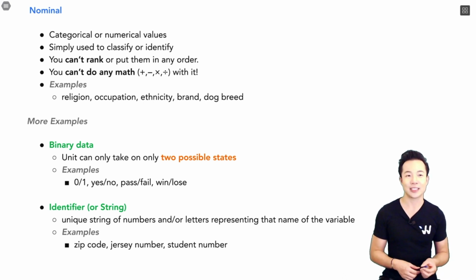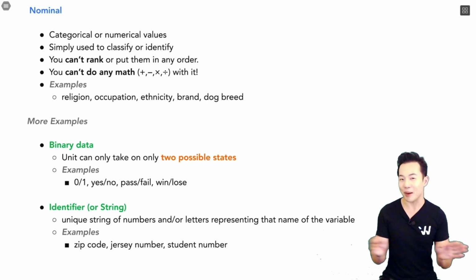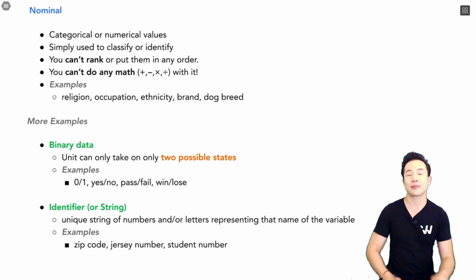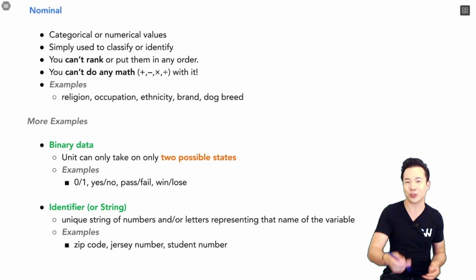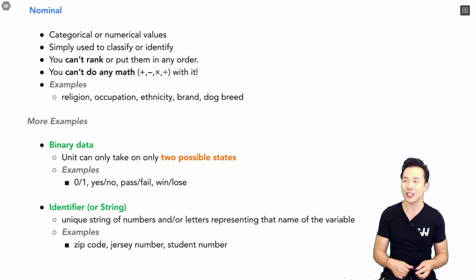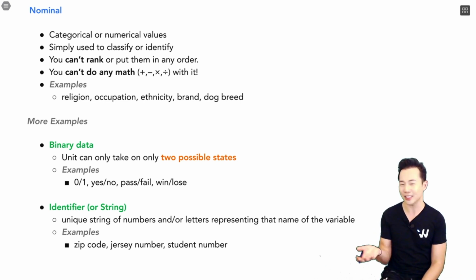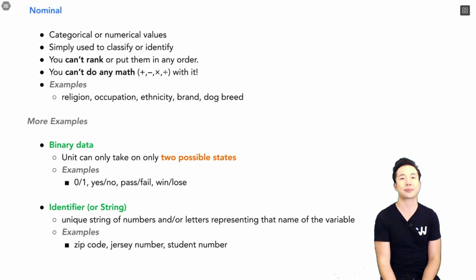Identifiers, also known as strings, are unique strings of letters and or numbers used to represent or identify someone or something. For example, zip code, jersey number, and student number. Those are just numbers and or letters used to identify a house, a student, or an athlete. Okay, you can't do math with those numbers, right? Your student number, think about it. Can you do math with it? You should divide your student number by 2. Does it make sense? No. So those are just used to identify you as a student.